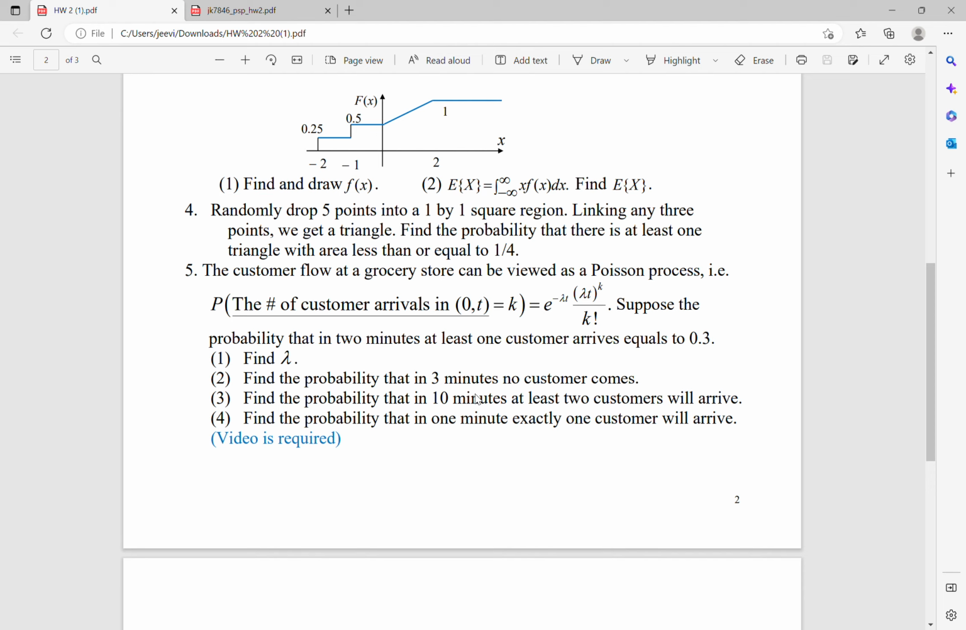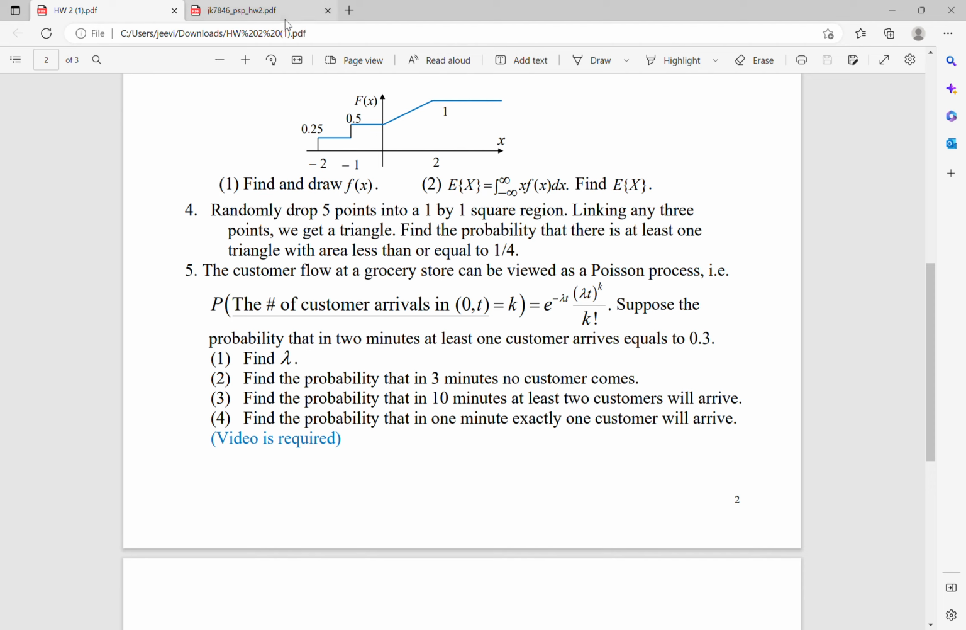So in question 5, let's go to the question first. The customer flow at a grocery store can be viewed as a Poisson process, that is, the probability that n customers arrive in (0, t] equal to k is e^(-λt) (λt)^k / k!. Suppose the probability that in 2 minutes at least one customer arrives is 0.3. We are asked to find the lambda value.